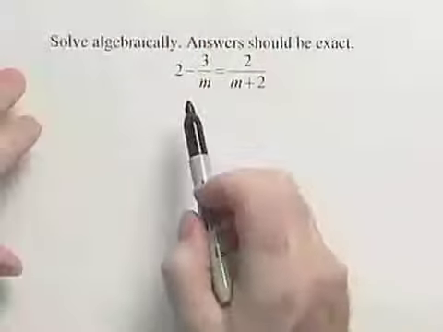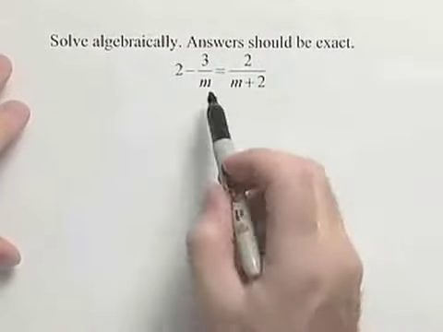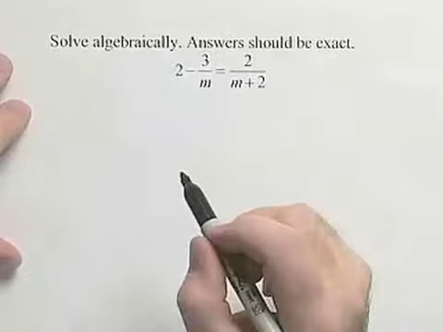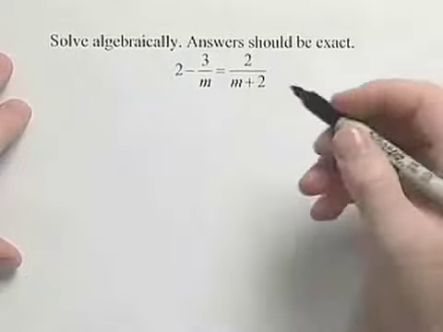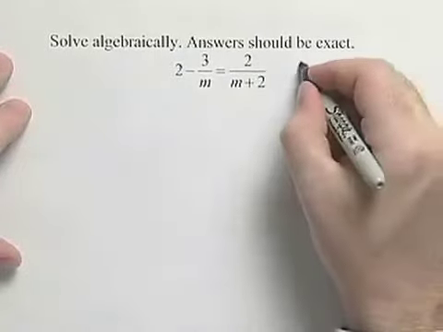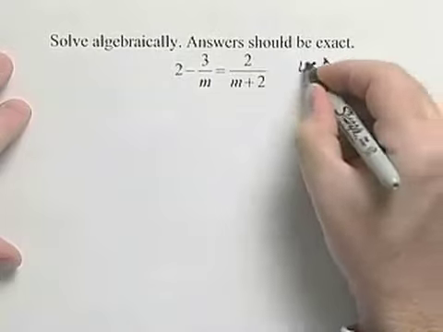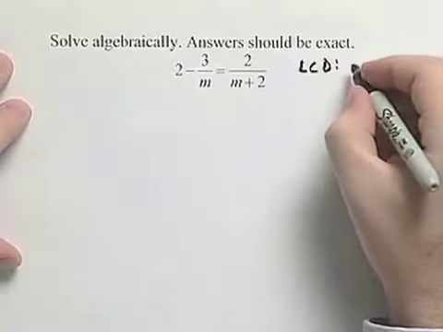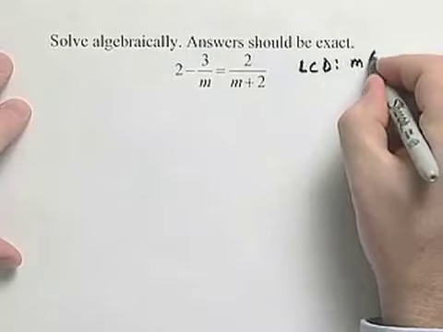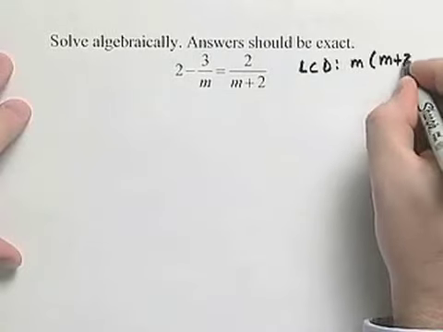For this problem, we want to solve the equation algebraically and obtain exact solutions. Here we have a rational equation, and we deal with fractions, so we'd like to be able to get a common denominator. We could get any common denominator, but it always helps to get the least common denominator. In this particular case, our least common denominator will be m times m plus 2.